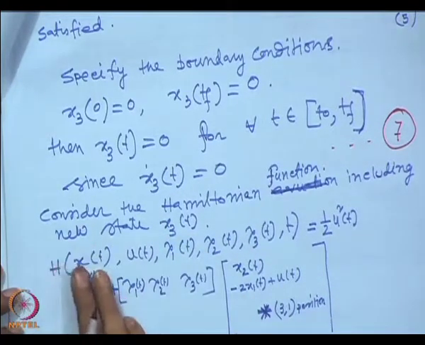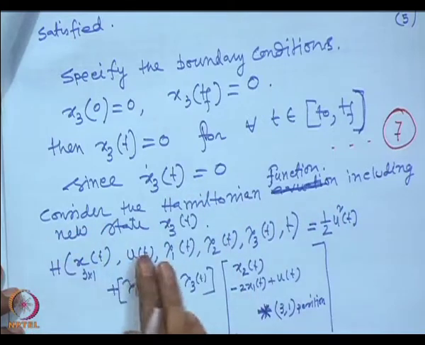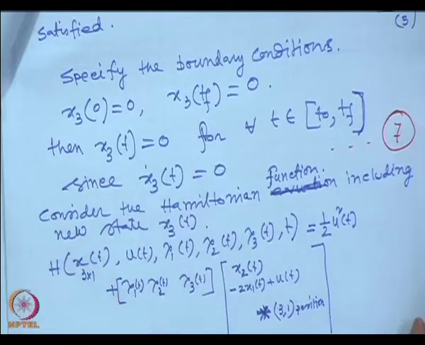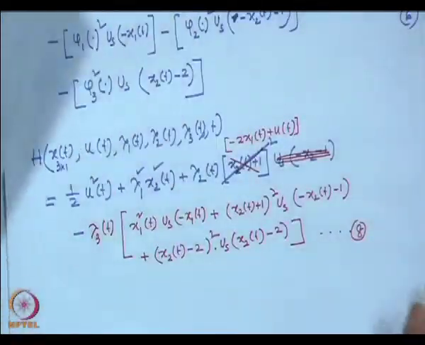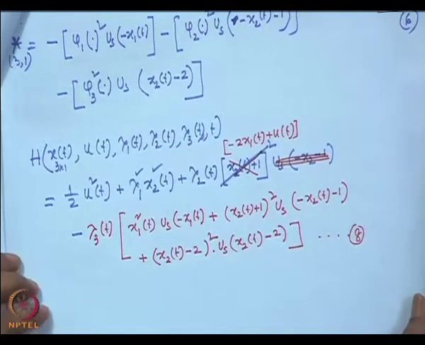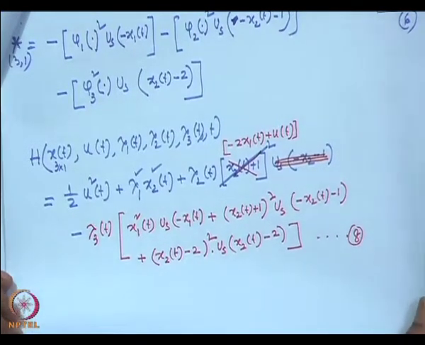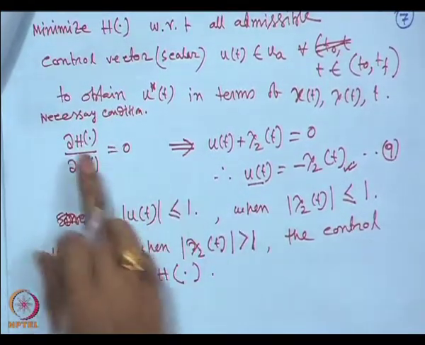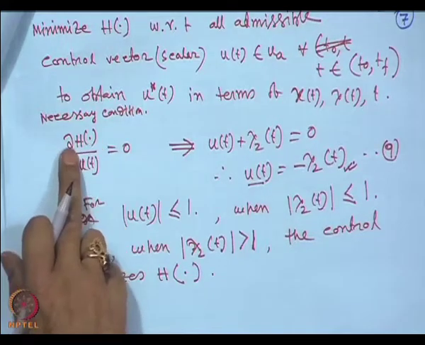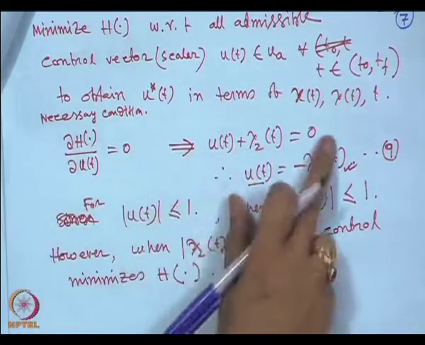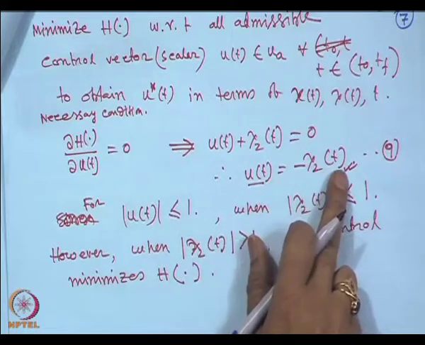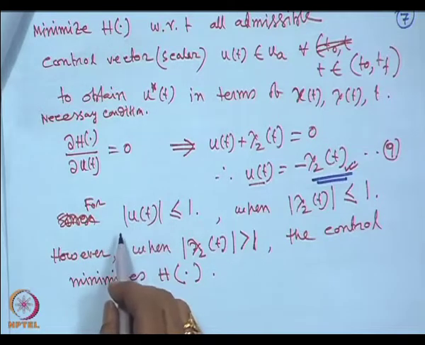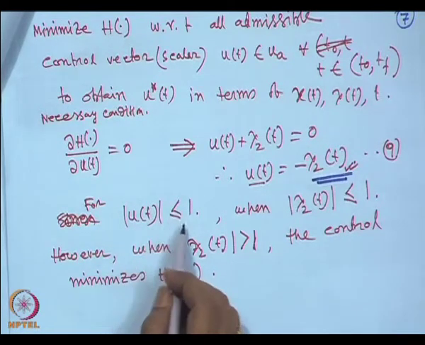Now, what do we have to do? We follow our standard procedure to form a Hamiltonian function. So, H is formed just as we have discussed earlier. Once H is formed, the next step is del H del x, which will come later, and del H del u equal to 0. From there we got u equal to minus lambda of t, this expression, and our constraint on the input is that the mod of u must be less than or equal to 1.